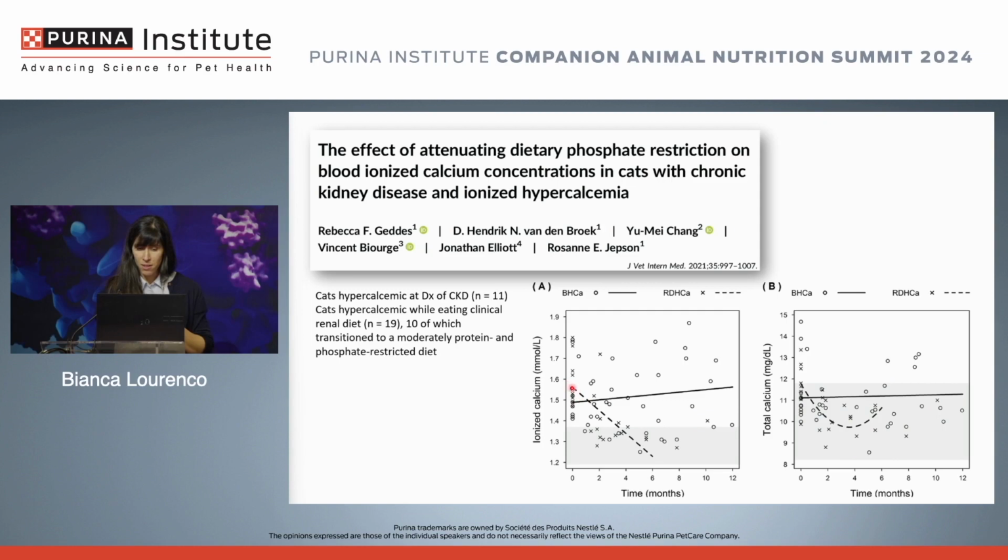And so what they saw, this dashed line is the mixed model line for the cats that transitioned, and this is for the cats that were already hypercalcemic at baseline. You can see that when they transitioned to a renal diet, they had improvements in both their ionized and their total calcium. And so the conclusion is attenuating that level of phosphate restriction might help these cats not develop hypercalcemia, which is obviously problematic because we know that hypercalcemia predisposes these animals to dystrophic mineralization, including in the kidneys, which is not something that you would necessarily enjoy in an animal that already has chronic kidney disease.